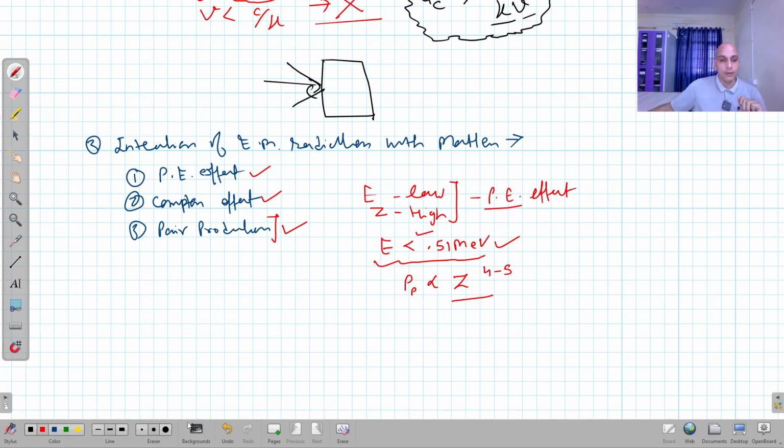Now the second one is the Compton effect. For the Compton effect, energy should be high.